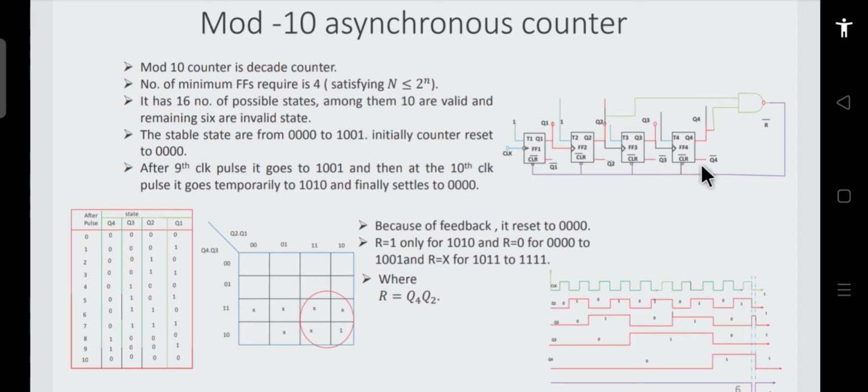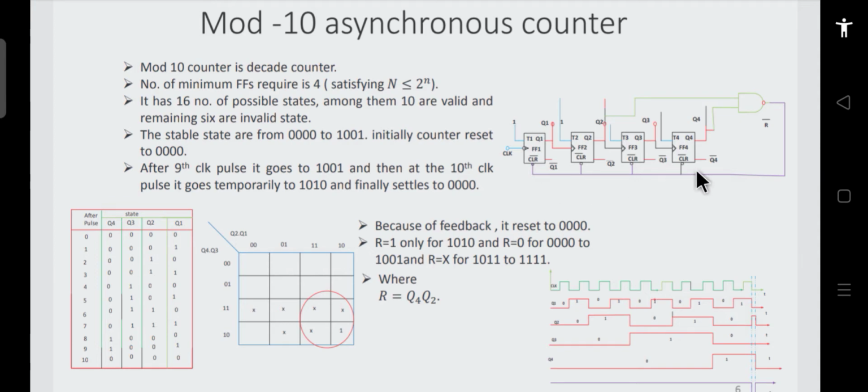Now, if you design a mod 10 asynchronous counter, you know that we have used 4 flip-flops. These 4 flip-flops are used in this manner. Again, the output of the first flip-flop becomes the clock input of the second flip-flop, and similarly for the others. The output of the second becomes the clock input to the third flip-flop, and similarly for the fourth.